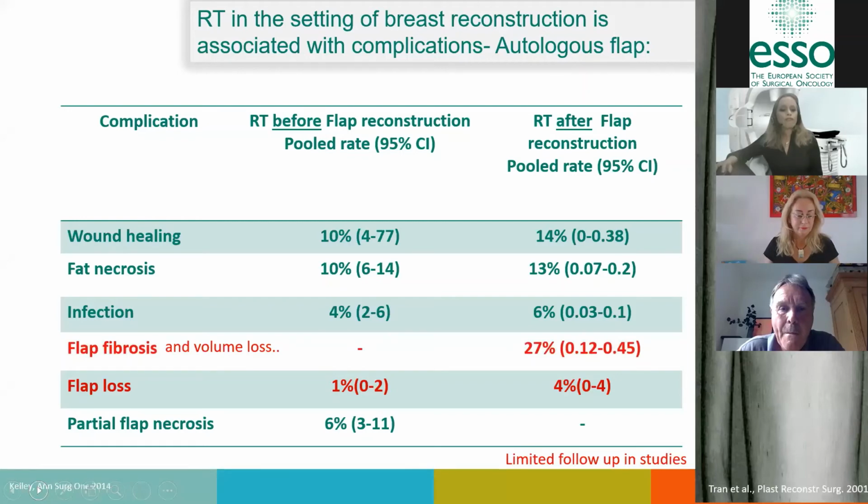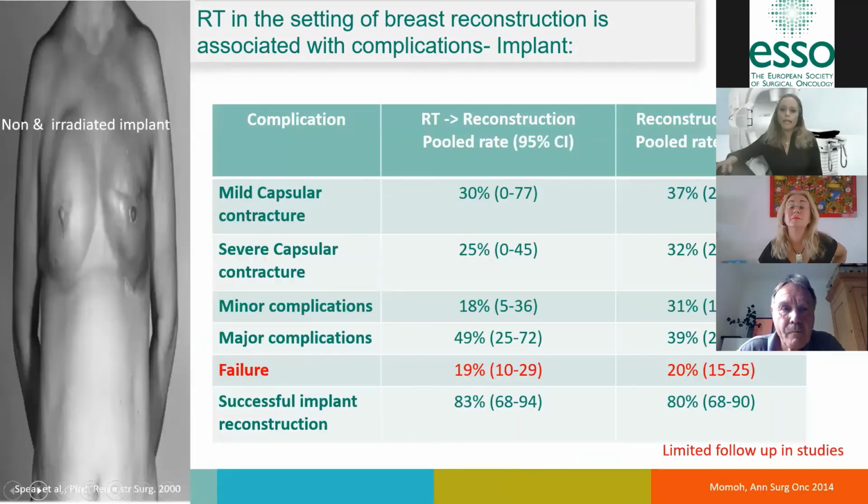And of course, we have flap fibrosis and more volume loss in case the radiation is given to the autologous flap. And how about implant-based reconstruction? Radiation increases significantly the complications associated with implant-based reconstruction. You are probably familiar with capsular contracture, but it also increases significantly the failure rate of an implant. Up to 20% of the patients with implant-based reconstruction will have a failure of the implant.